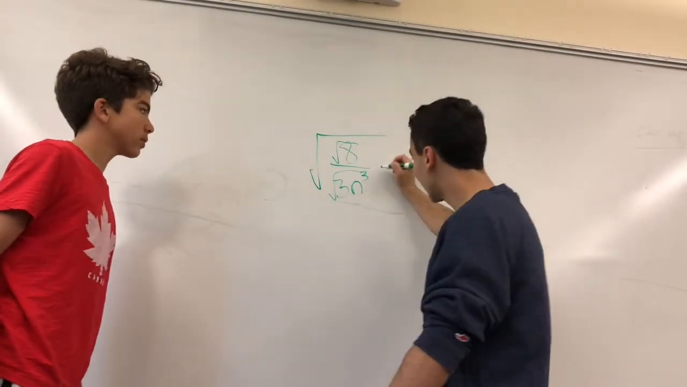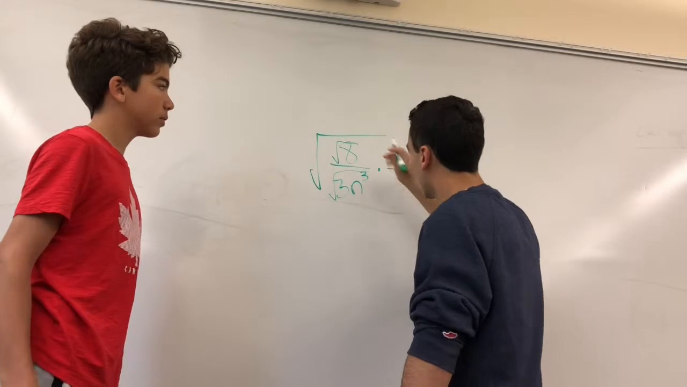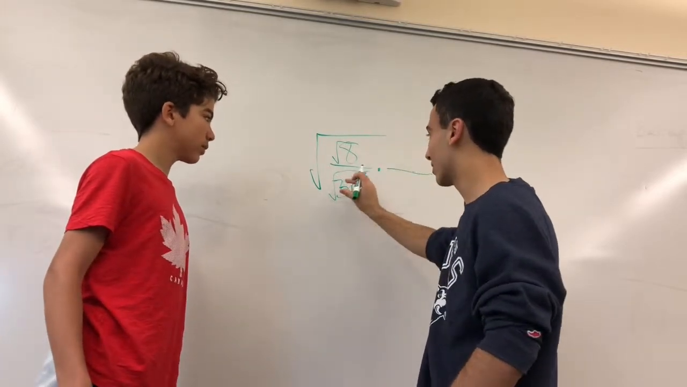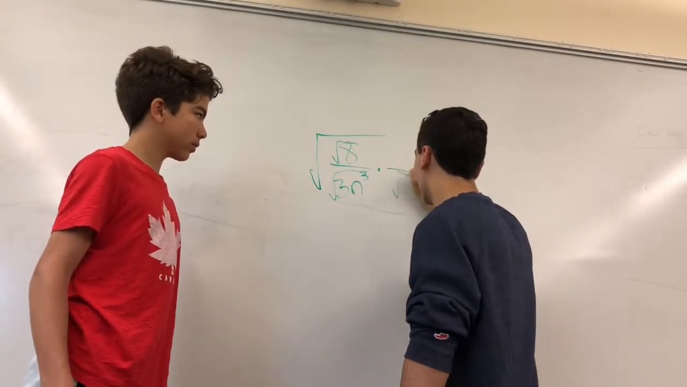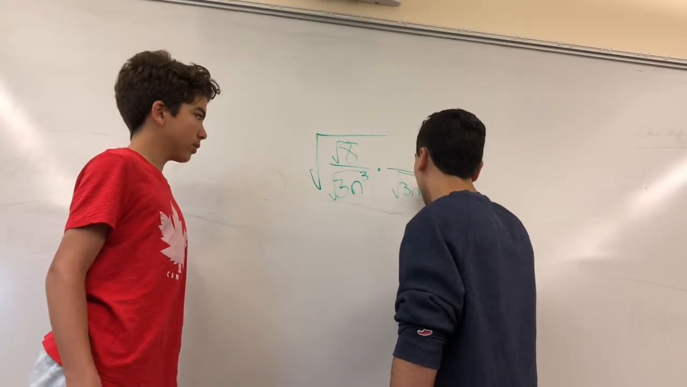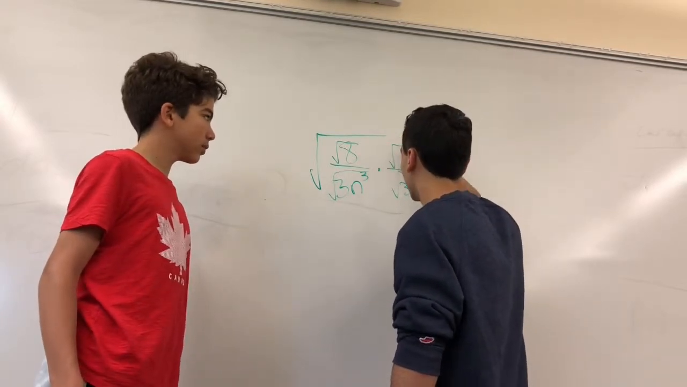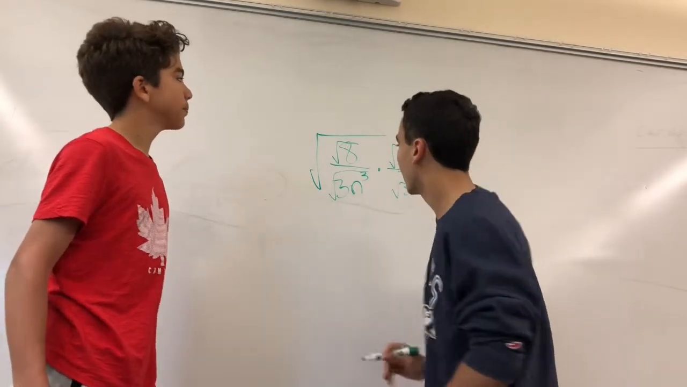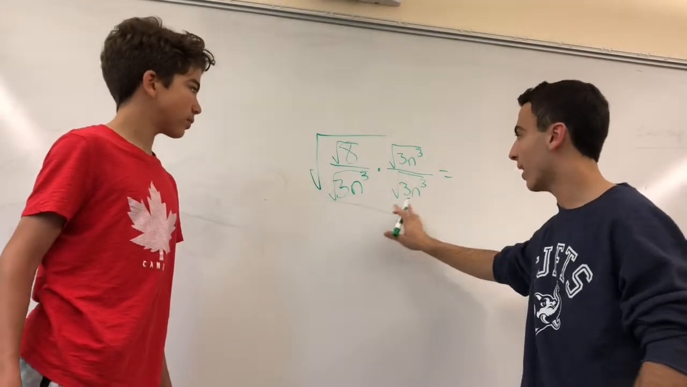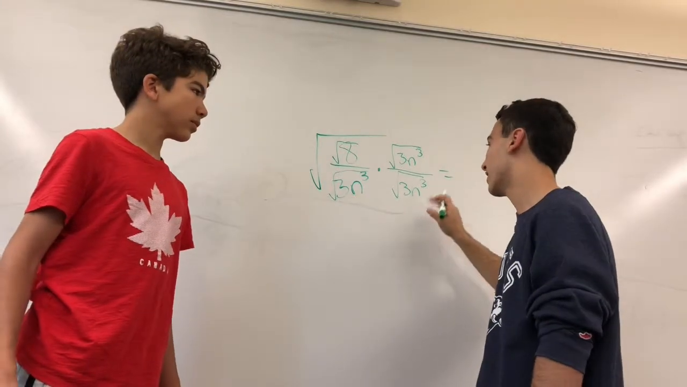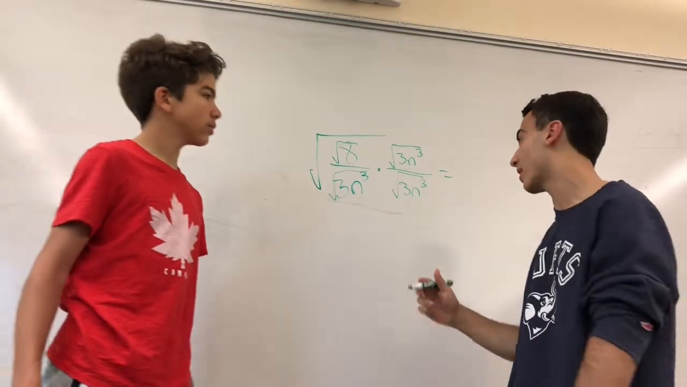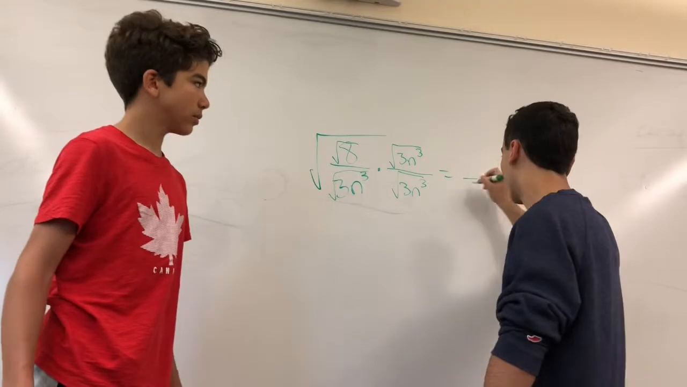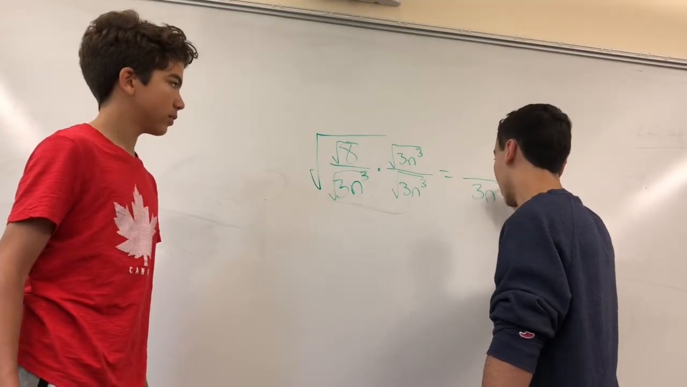Now let's multiply the numerator and denominator by the denominator. So it's square root 3n to the third times, on the numerator, square root 3n to the third. If you multiply these two together, you'll get the square root of 9n to the sixth, and if you unsquare that, it just becomes 3n to the third without a square root.